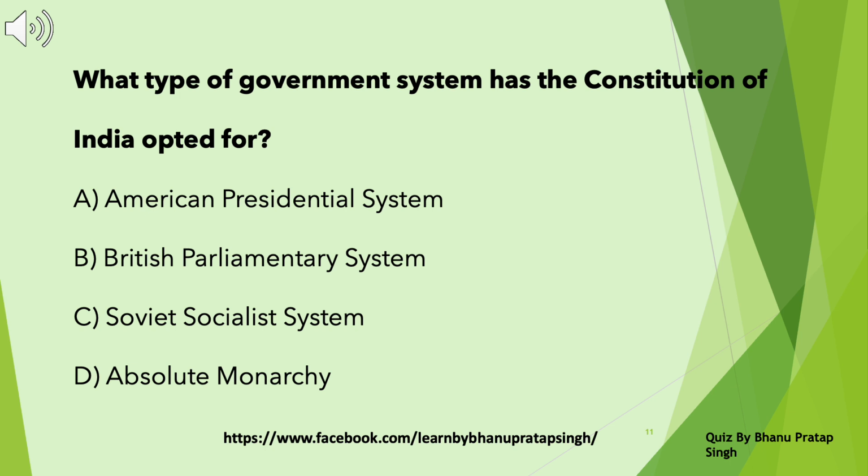What type of government system has the Constitution of India opted for? A. American presidential system. B. British parliamentary system. C. Soviet socialist system. D. Absolute monarchy. Choose the correct answer. Answer B. British parliamentary system.